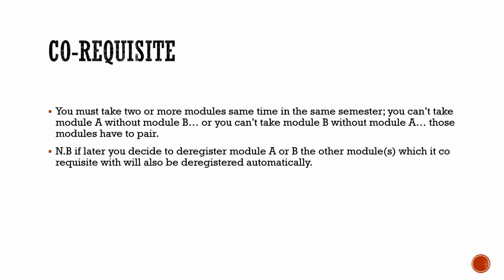Co-requisite. You must take two or more modules at the same time in the same semester. You can't take module A without module B, or you can't take module B without module A. Those modules have to pair.